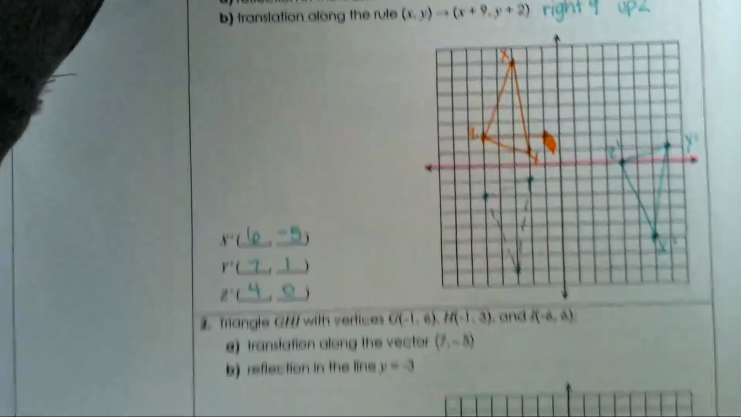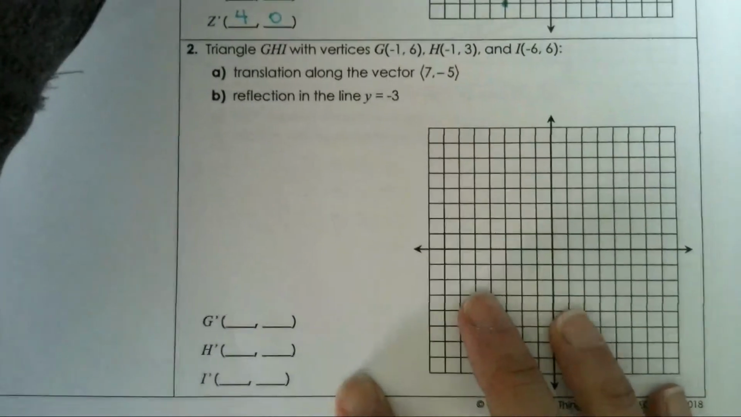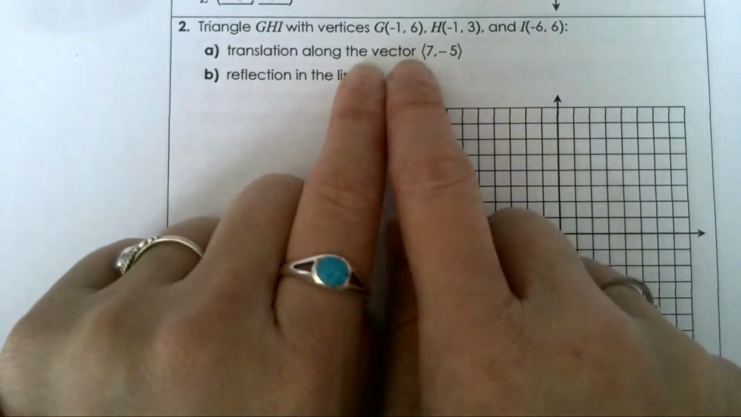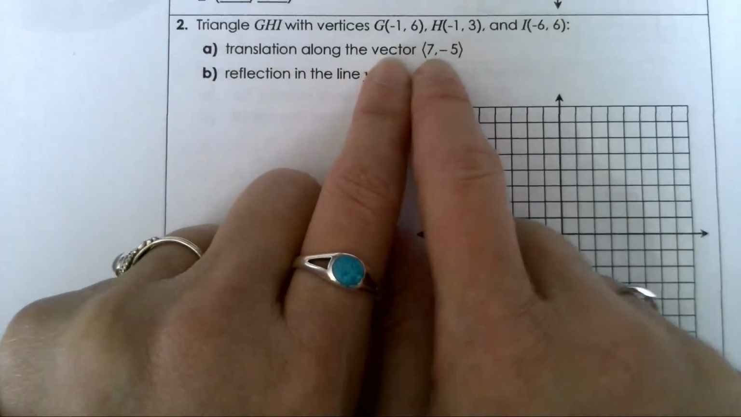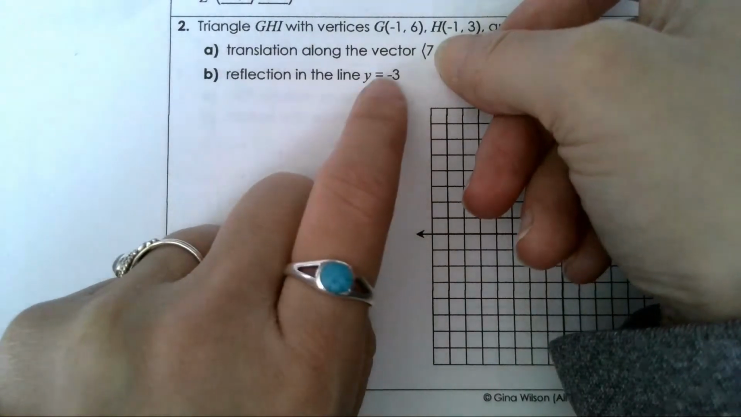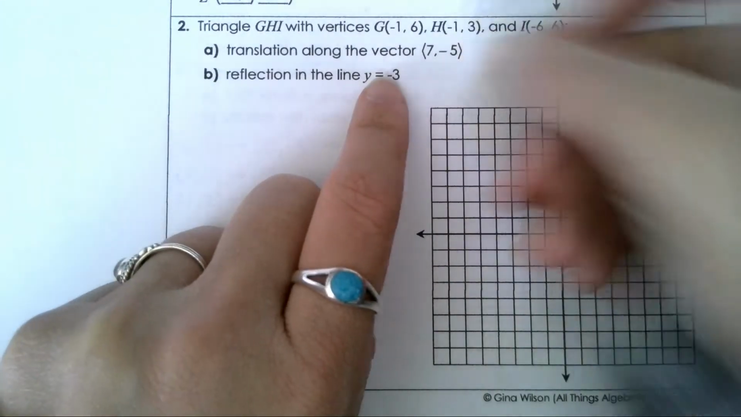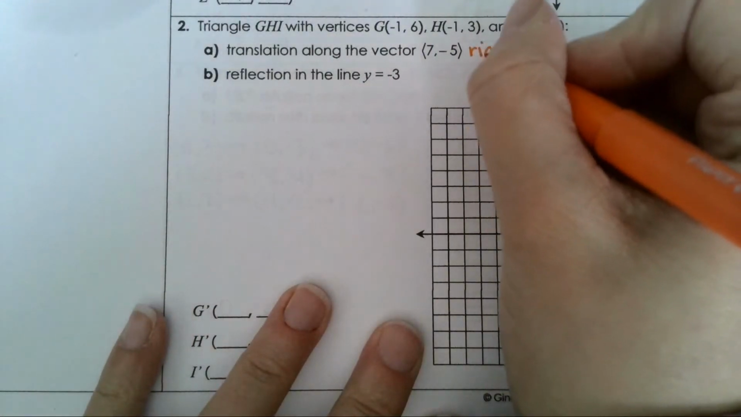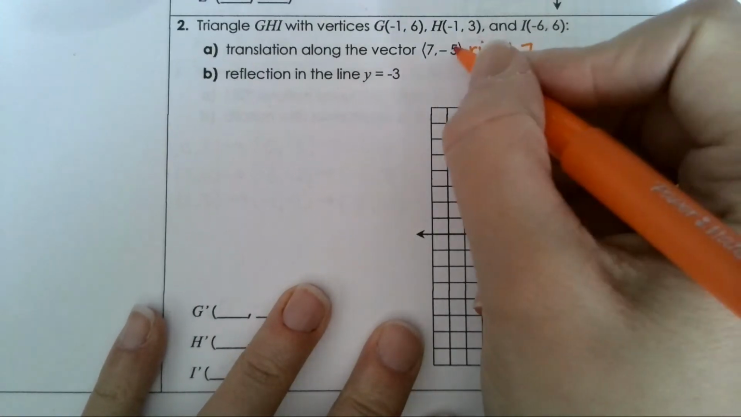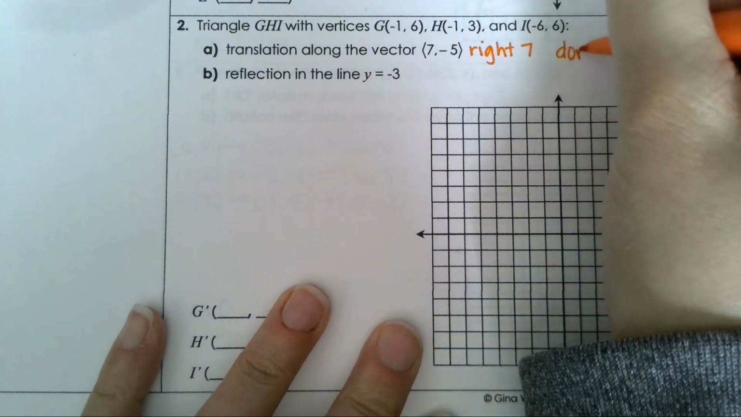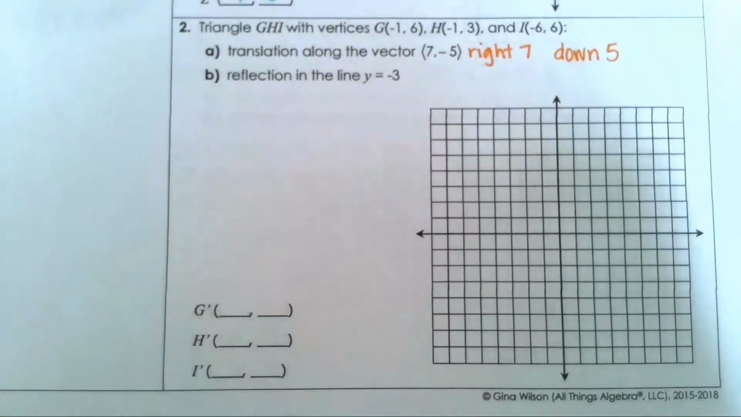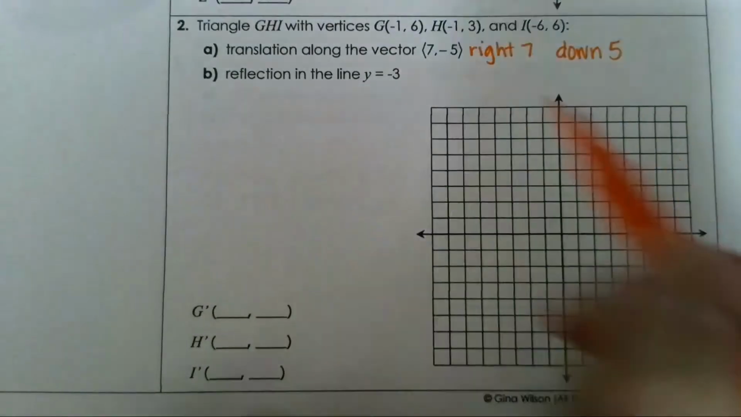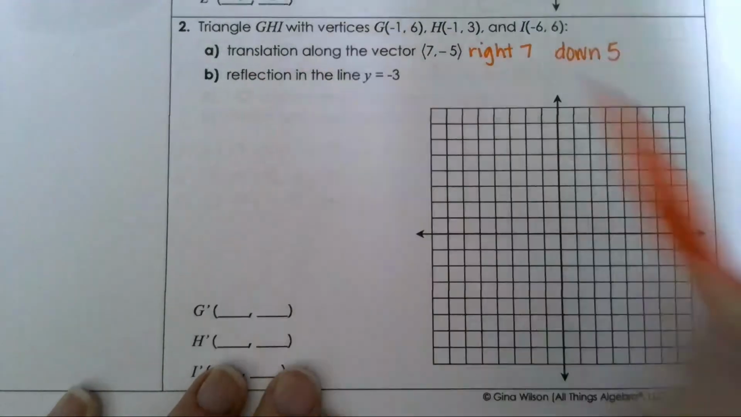This next one actually is easiest to just go one at a time. So we're going to do that. I haven't shown you this before, but translation along a vector, the first number tells you right or left, and the second number tells you up or down. So for this first number, since 7 is positive, that means we're going to be moving right 7, and then 5 is negative, so it's down 5. So it's just another way to write it. I don't love it. It won't show up on your test, but it shows up here. So we're going to translate first, and then we're going to reflect.